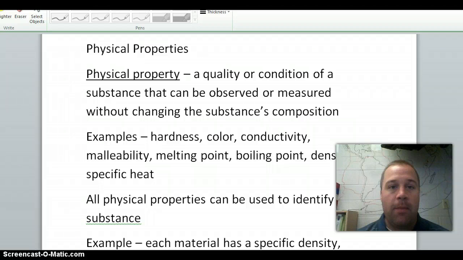So you can look at the examples that are on here: hardness, color, conductivity, conducting heat or electricity, malleability, pounding it down into a thin sheet, melting point, boiling point, density, specific heat, and we're going to talk a little bit more about specific heat. You also can do things like shape as well. So basically anything that is not going to change about a substance.